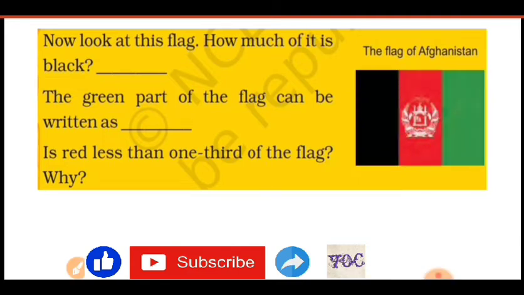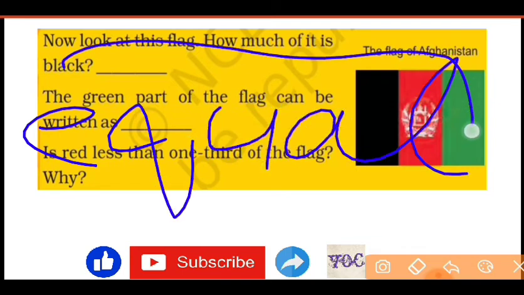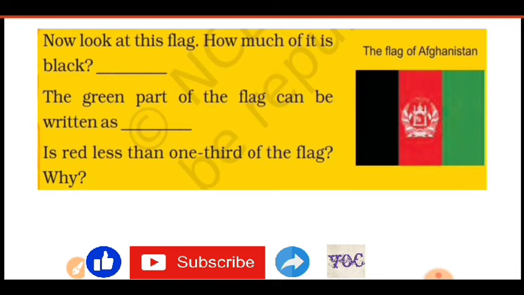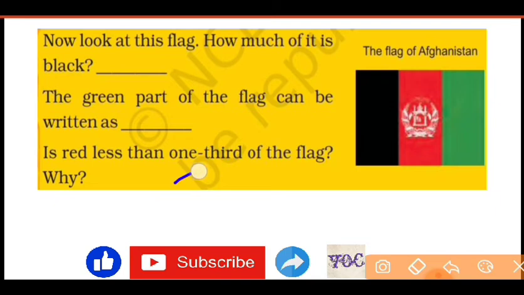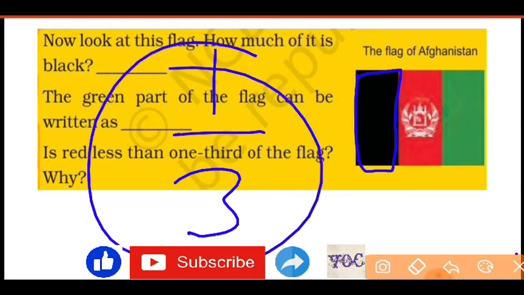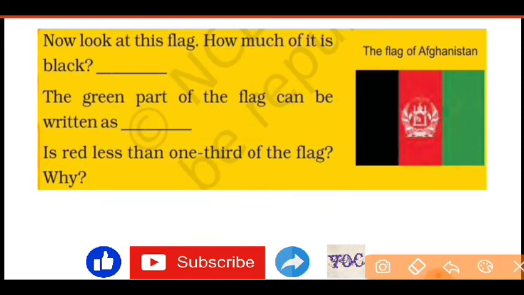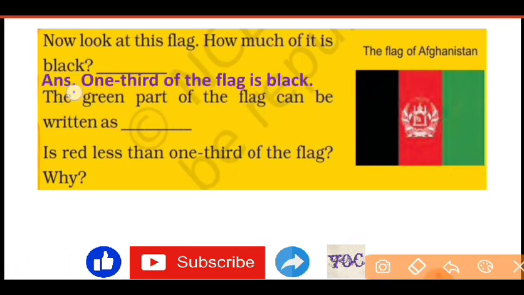You can see all the parts are equal now. This is very important. All the parts are equal. Parts should be equal. So here you can see all the parts are equal. It means a total of 3 parts are there. So you can say the black one is 1/3. Okay, the black one is one part of the total 3 parts. You can write 1/3 for this, and we say 1/3. So the answer will be: 1/3 of the flag is black.